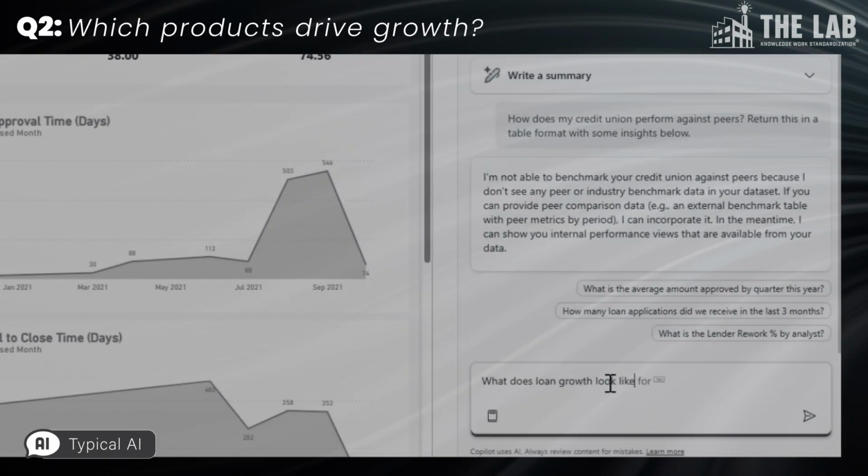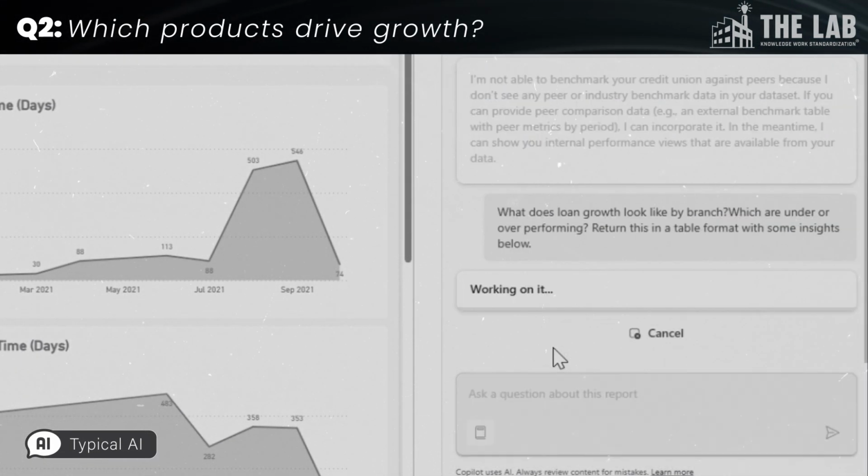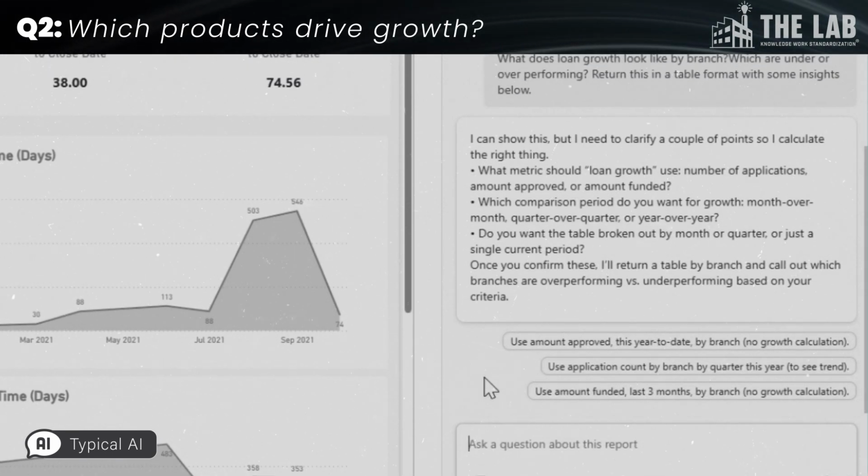Let's ask another common question. What does loan growth look like by branch? Which ones are under or overperforming? Here's how typical AI responds. Look, it doesn't know anything. It's asking more than it's answering.